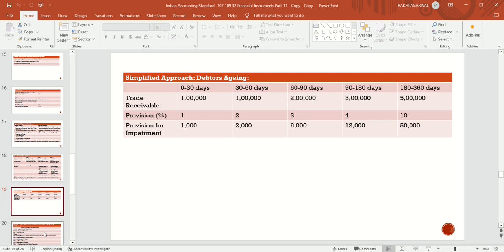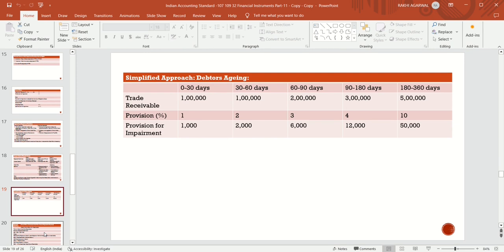30 to 60 days, 60 to 90 days, 90 to 180 days and 180 to 360 days. In this way the aging is to be done. Trade receivable is 1 lakh, 2 lakh, 3 lakh, 5 lakh, any amount, and the provision percentage is 1, 2, 3, 4, 5, 10%.